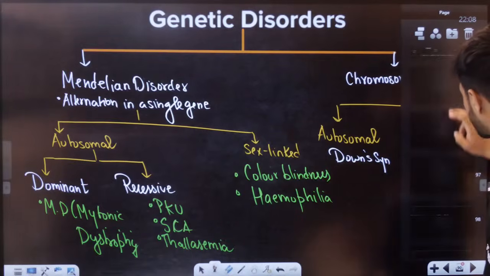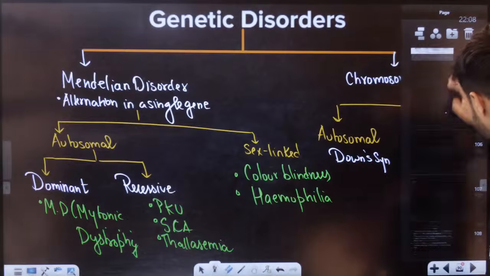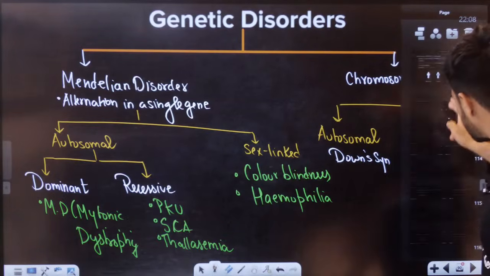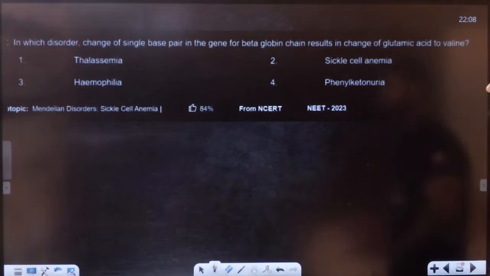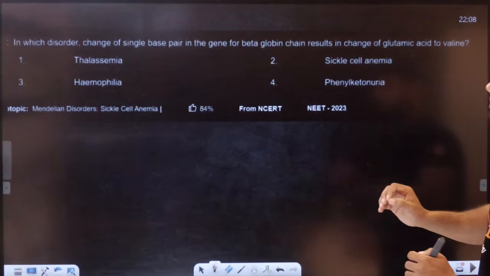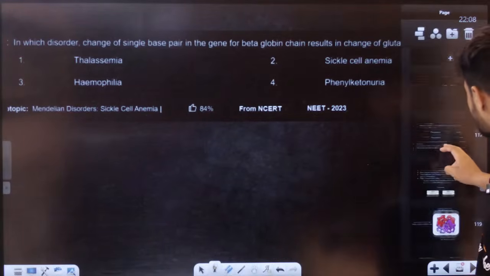Let me give you one demo of how a question will be asked generally in the examination, students. A question can be asked like this: in which disorder is there a change of a single base pair in beta globin? No, this is different, students.